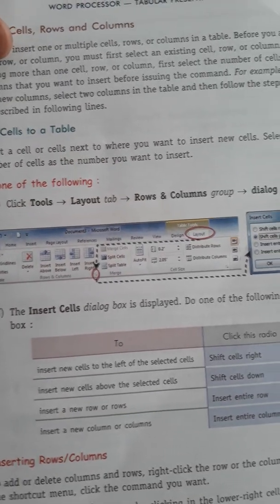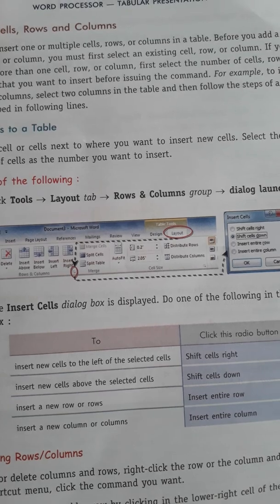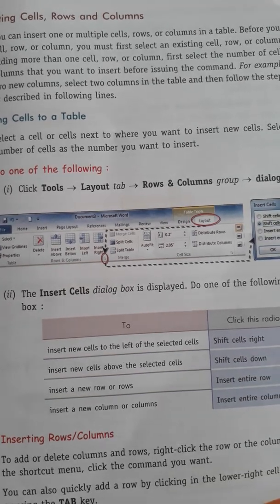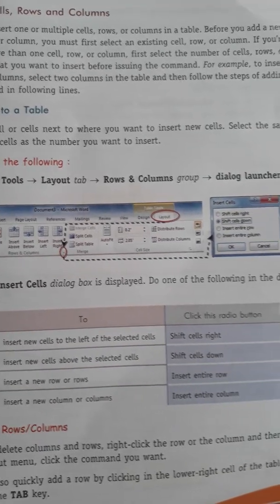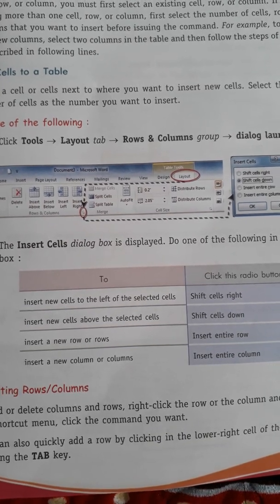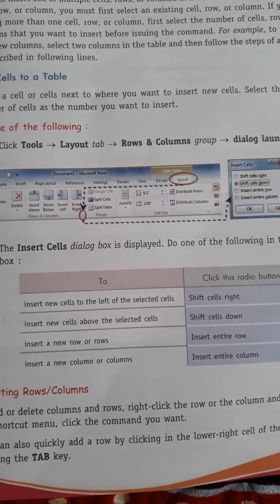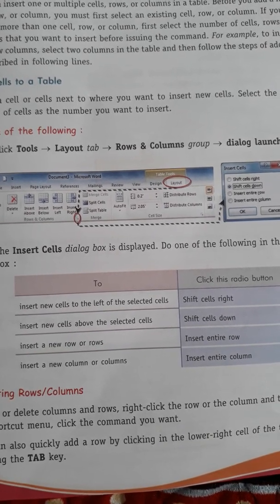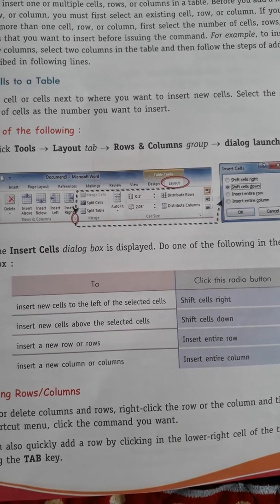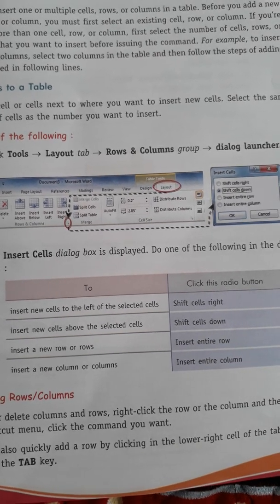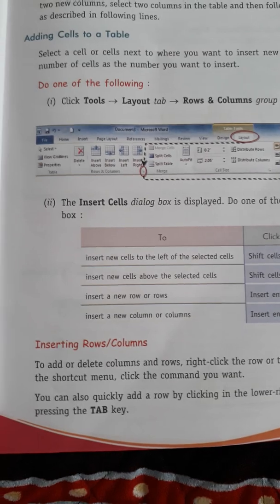Click Table Tools, Layout tab, Rows and Columns group, and the dialog box will come. The Insert Cells dialog box is displayed. Do one of the following in that. If you want to shift cells right, then click on the Shift Cells Right option. In the same manner, you can select Shift Cells Down, Insert Entire Row, or Insert Entire Column.